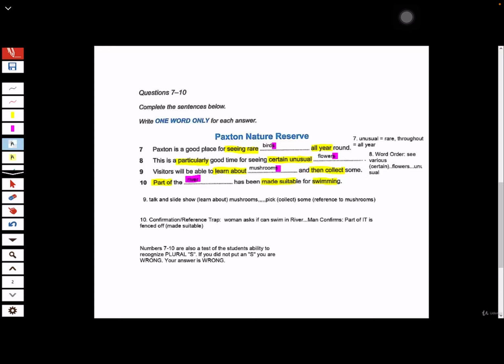Right. My husband will be particularly interested in that. And there's going to be a talk and slideshow about mushrooms, and you'll be able to go out and pick some afterwards and study the different varieties. Uh-huh. And is it possible for children to swim in the river? Yes, part of it has been fenced off to make it safe for children to swim in. It's very shallow and there's a lifeguard on duty whenever it's open. The lake is too deep, so swimming isn't allowed there.